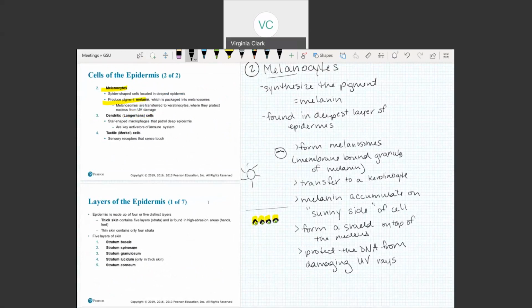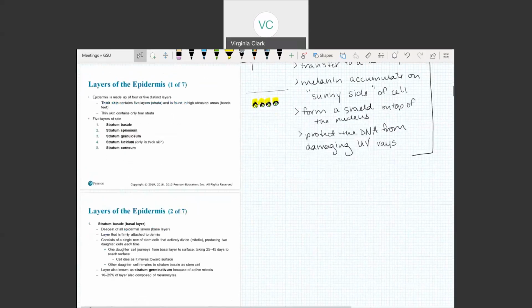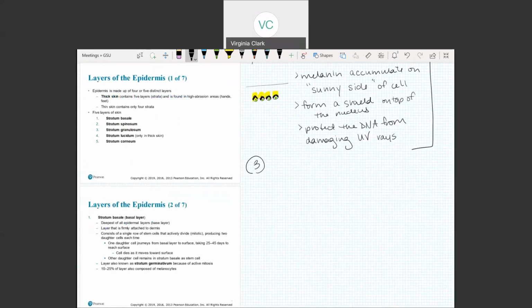So that is what's going on with our melanocytes, but you also need to know this process of melanin. That's very important. Okay, so that's a little bit about the second type of cell. We're going to talk about two more: the dendritic cells and then the tactile cells. Looking at these briefly, we're going to start with our dendritic cells.